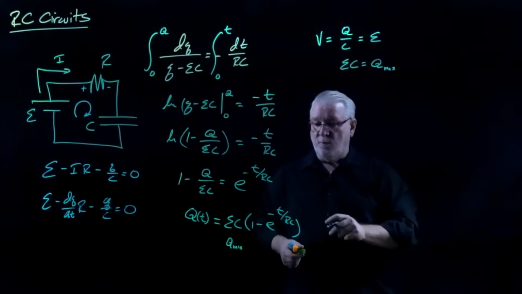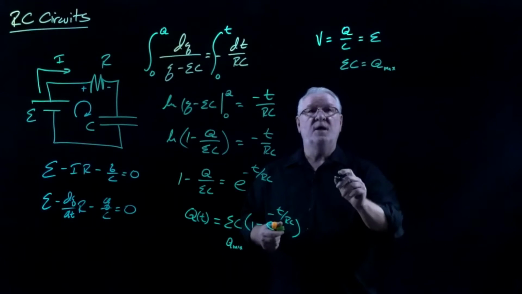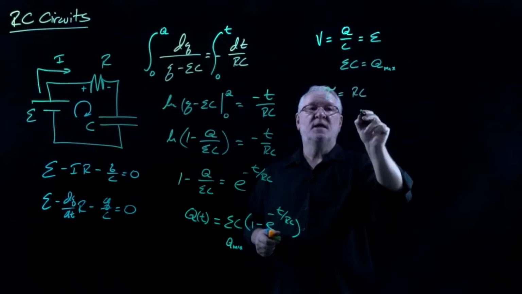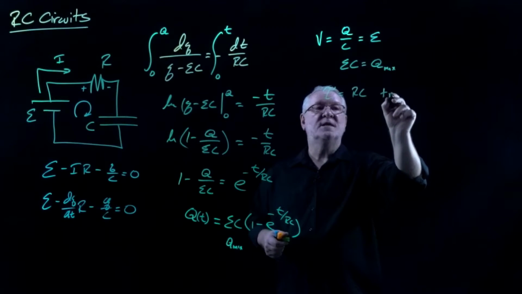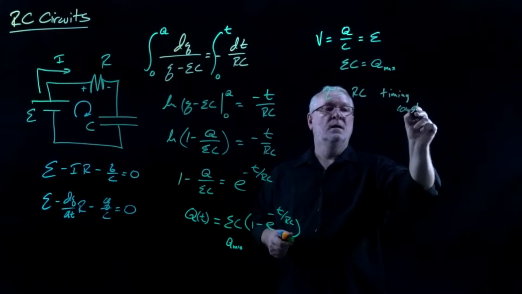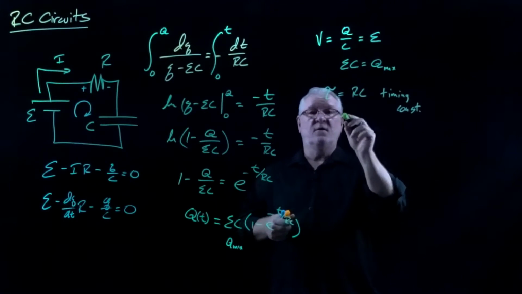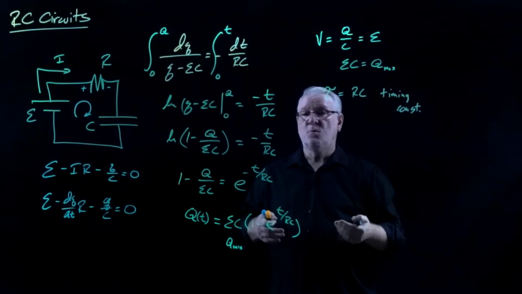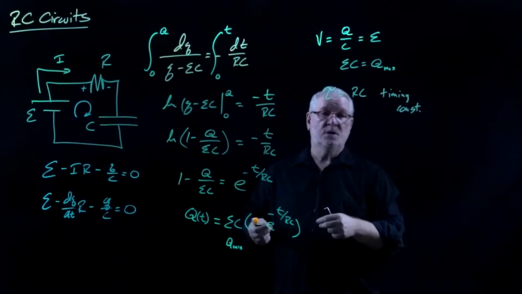The second thing I want to rewrite is this denominator right here. I'm going to replace that with the Greek letter tau. Tau represents RC. We have a special name for it. We call it the timing constant. And what it does is it's a quantity that represents whether or not this circuit reaches that equilibrium position where it stops charging rapidly or slowly.